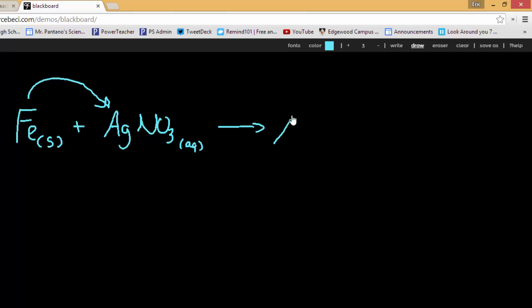It's going to kick silver out of this. Silver will become just silver metal, and iron will go into the compound with nitrate. But iron likes to be plus 3. So we're going to give iron the plus 3 charge that it prefers.